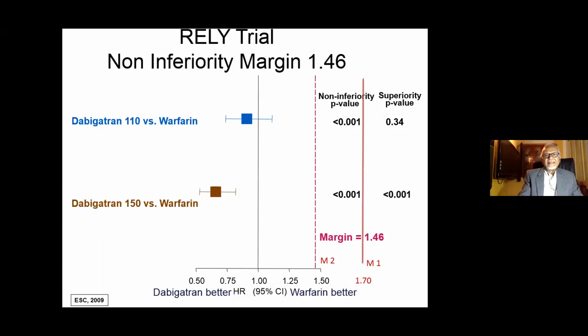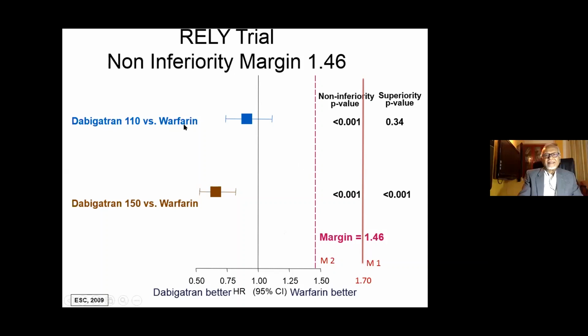And here I put it in the diagram. Here you see the central one is the null, where there is equal to warfarin, no benefit over warfarin. This side is warfarin is better. This side on the left-hand side is dabigatran is better. M1, you can see M1, this is the benefit that warfarin has compared to placebo. And so they set the non-inferiority margin about halfway between 1 and the placebo effect, and they set it at 1.46. This is M2, the non-inferiority margin.